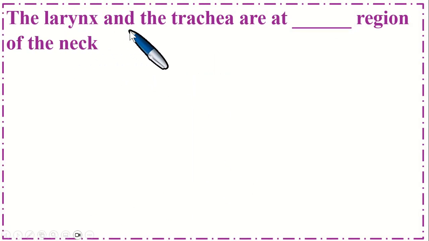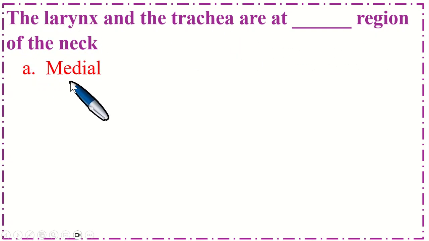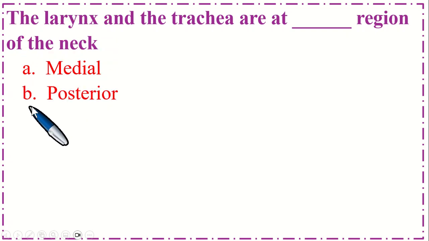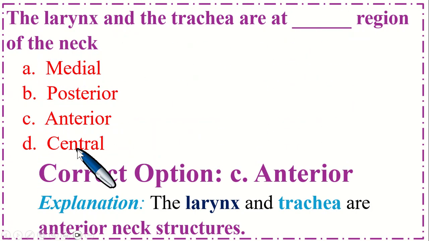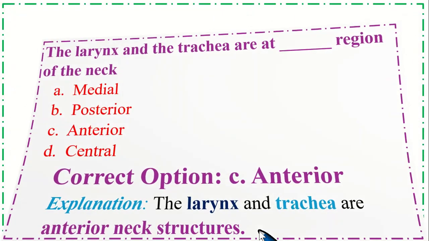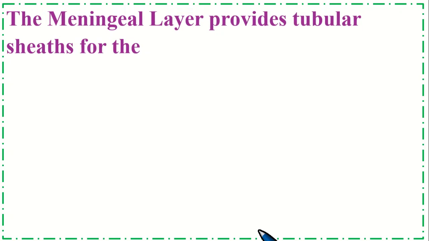The larynx and the trachea are at dash region of the neck. Option A medial, B posterior, C anterior, and option D central. So the correct option is C anterior. The larynx and trachea are anterior neck structures. So this is very important MCQs.